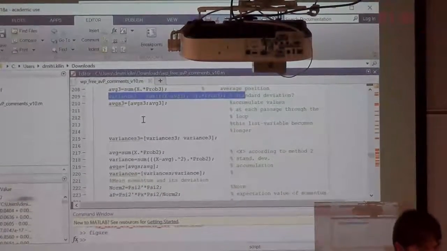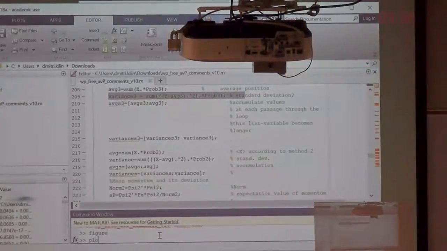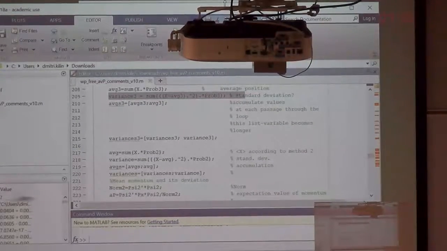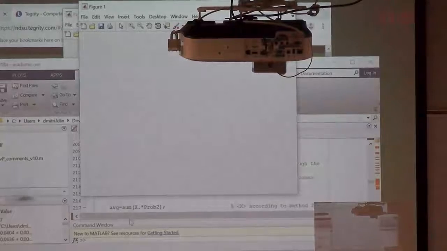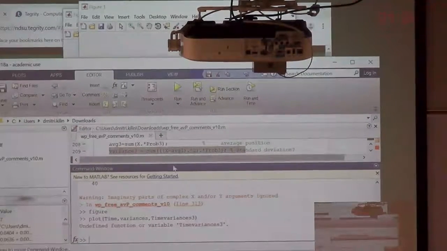So what we may want to do right away is to plot time, variances, comma, time, variances 3. See what happens. Okay. Cool.